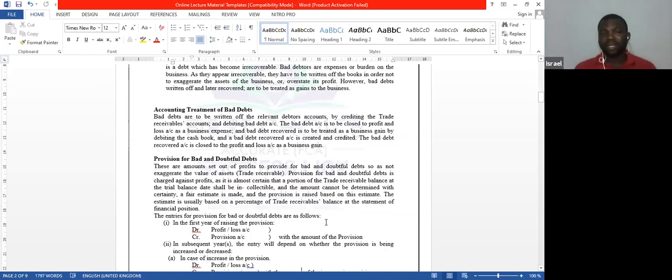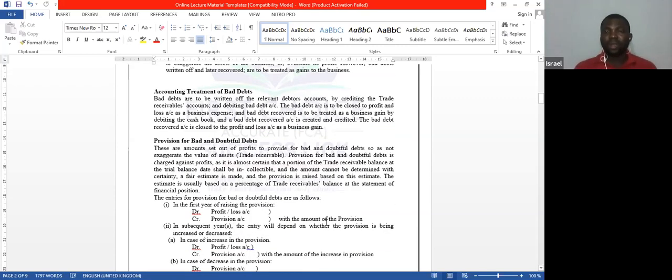I believe the explanation of that is very clear. As we go on further, I'll be explaining a lot. Before we get to the calculation aspect or the treatment, it's very important for you to understand the terminologies, so that you understand why we are debiting or crediting some ledger. So, the accounting treatment for bad debts: bad debts are to be written off in the relevant debtors account.